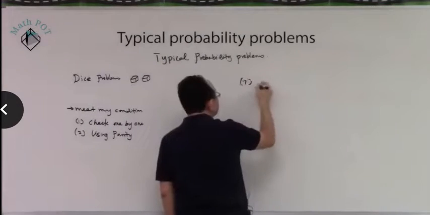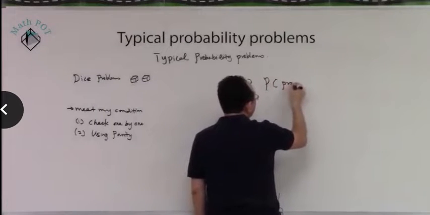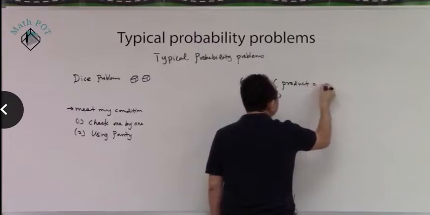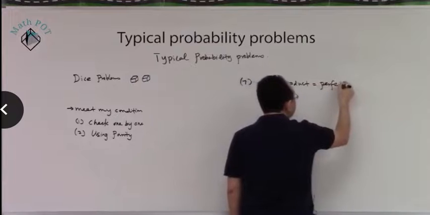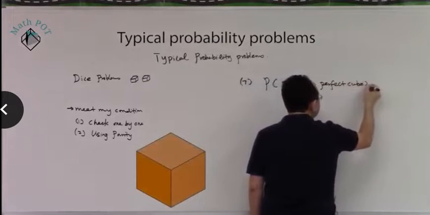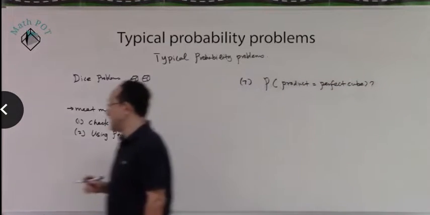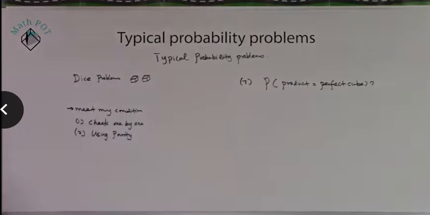So problem 7. What is the probability that the product is a perfect cube? Let's see how to solve this kind of problem. Definitely something very, very important, so you need to understand this idea. First, of course, definitely we can use the check one by one idea.